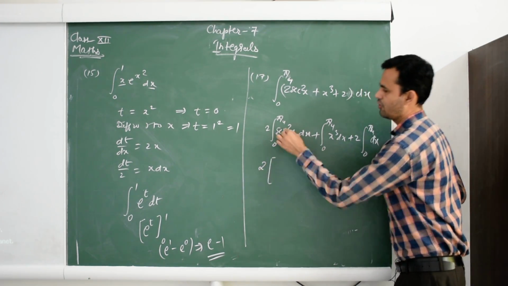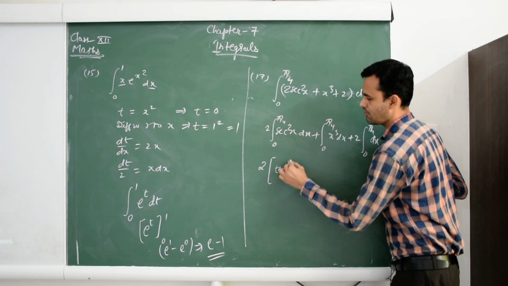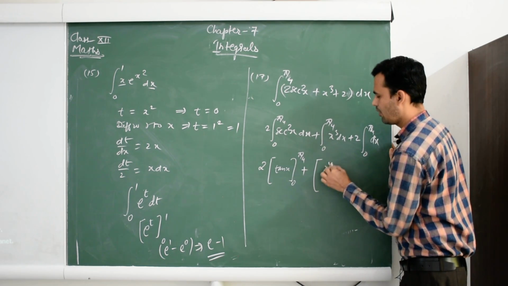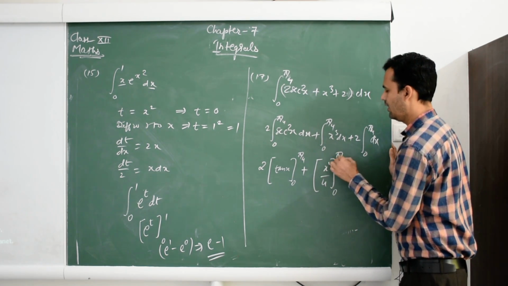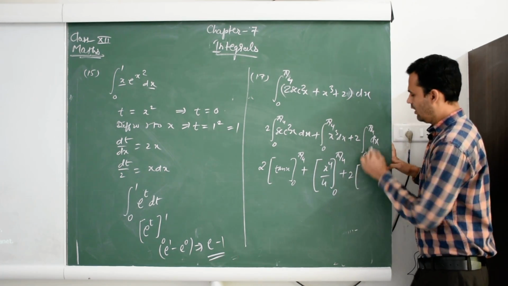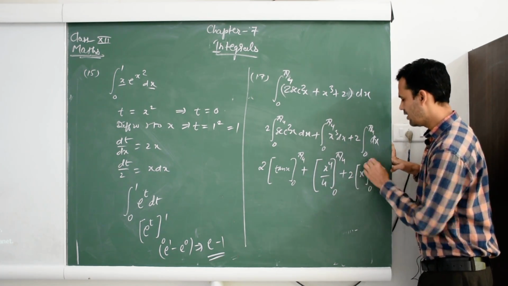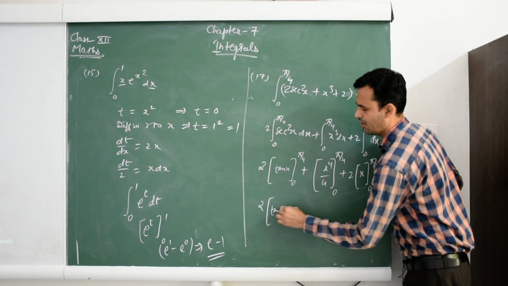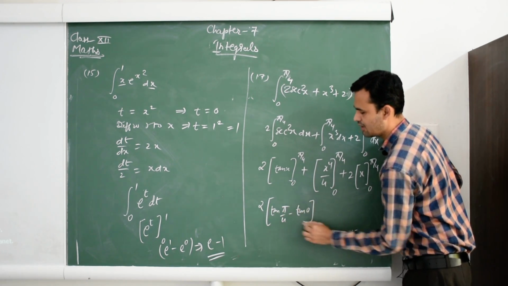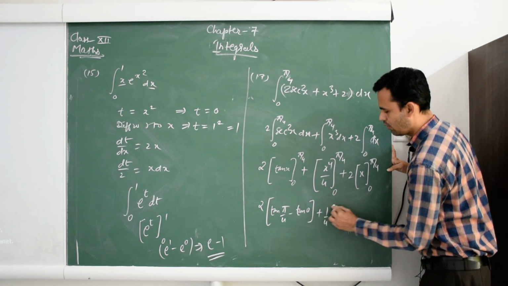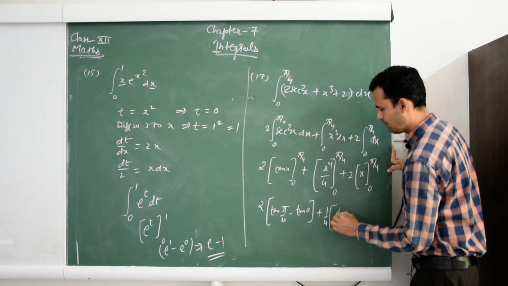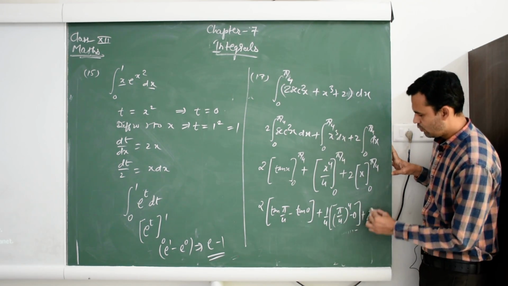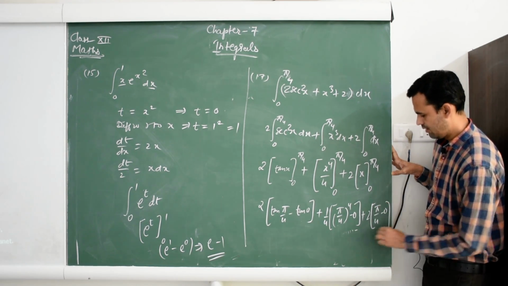So, integration of sec square x is tan x, limit 0 to pi by 4, plus integration of x cube is x to the power 4 upon 4, 0 to pi by 4, plus 2 integration of dx is x, limit 0 to pi by 4. Now, we put the limits: upper limit tan pi by 4 minus lower limit tan 0, plus 1 by 4 common, and we put pi by 4 to the power 4 minus 0, plus 2 into pi by 4 minus 0.